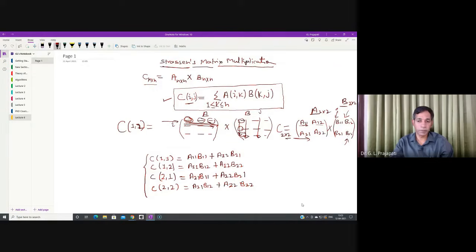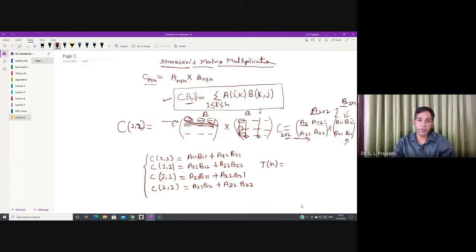So if you want to find the matrix multiplication of size n by n, then we assume that T of n denotes the number of operations to multiply two matrices of size n by n.